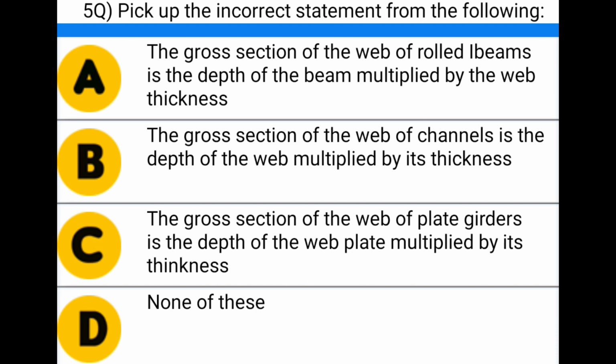The correct answer is option B. The gross section of a web of channels is the depth of the web multiplied by its thickness.